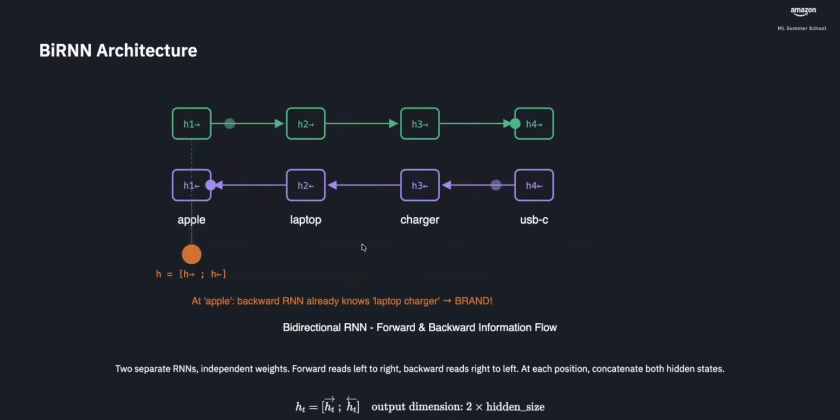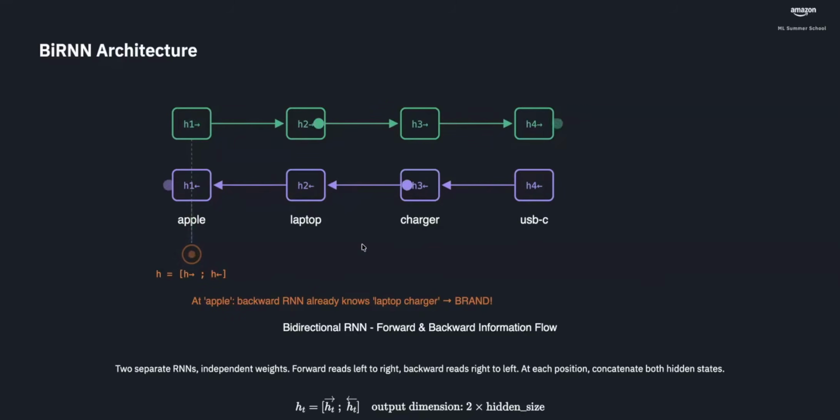At each position, we take the forward hidden state and the backward hidden state and concatenate them into a single combined vector. If your vector size is 128, the forward gives you 128 numbers and the backward gives you another 128 numbers. So you end up with 256 numbers at every position. This is why the output dimension doubles when you go bidirectional. It is not a complication. It is just the natural consequence of having two RNNs instead of one.